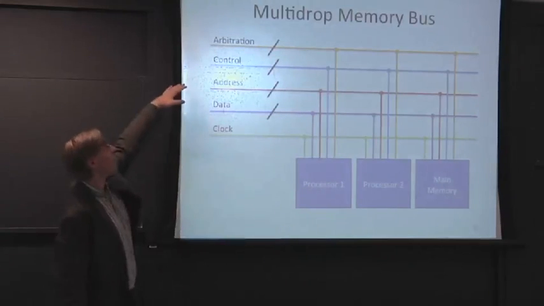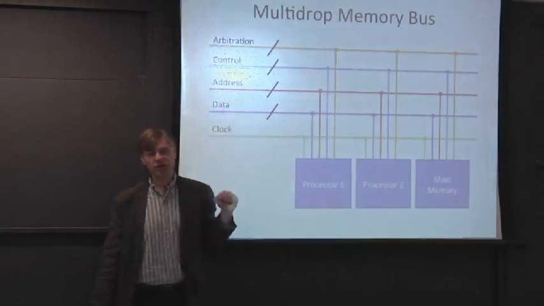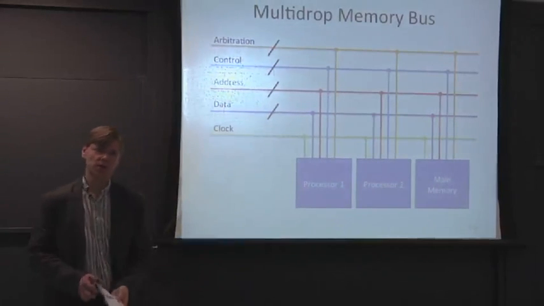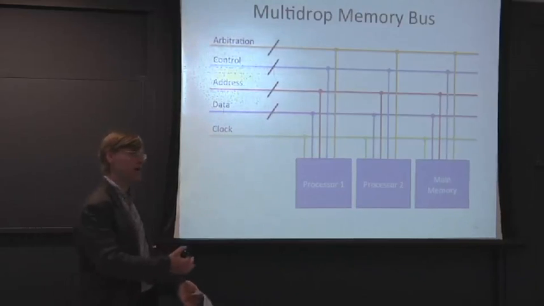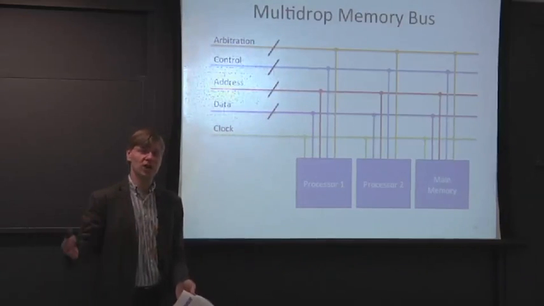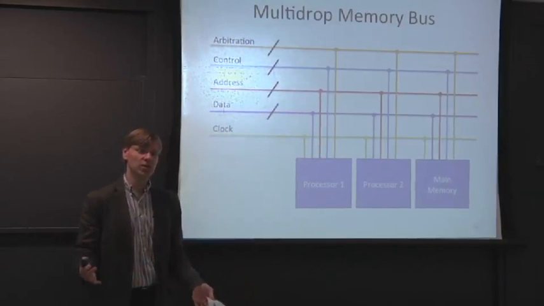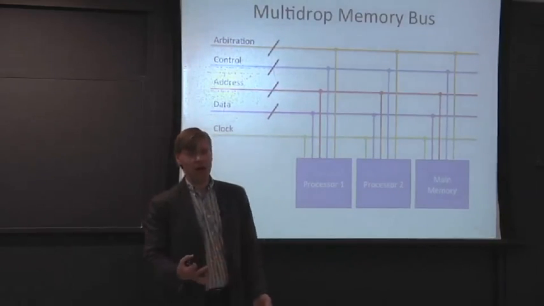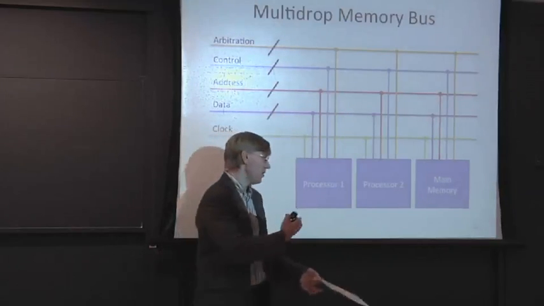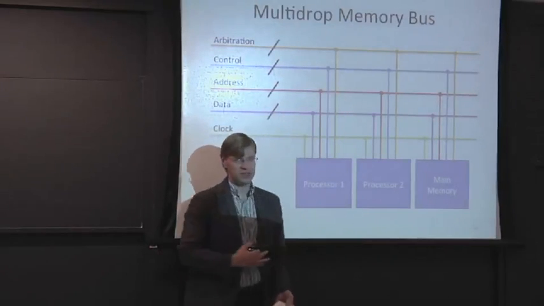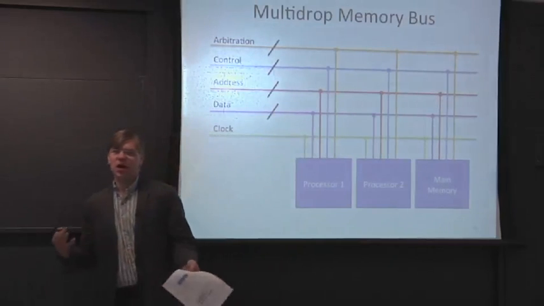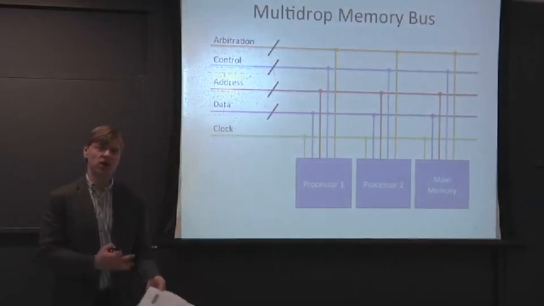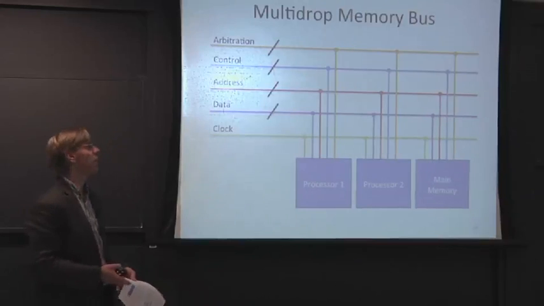Now let's start at the top here. Arbitration. What does arbitration mean? Well, arbitration means you need some way to determine who is allowed to shout or who is allowed to utilize the bus at a given time. So this set of wires is going to be used to determine, among the three entities on this bus, who is allowed to use the bus at any given time.